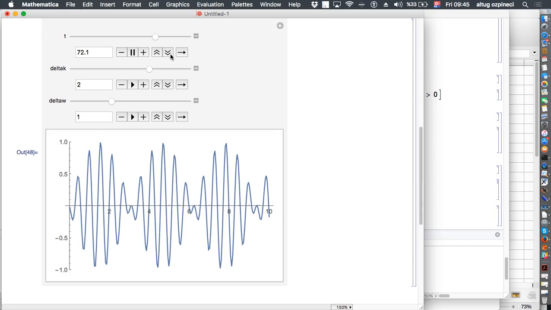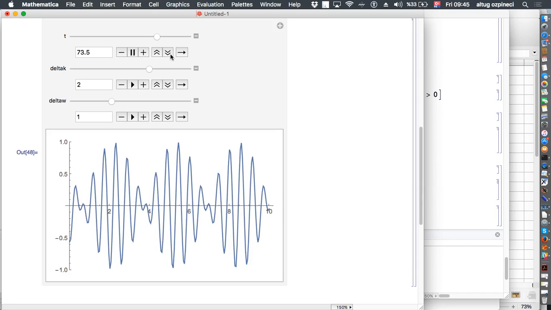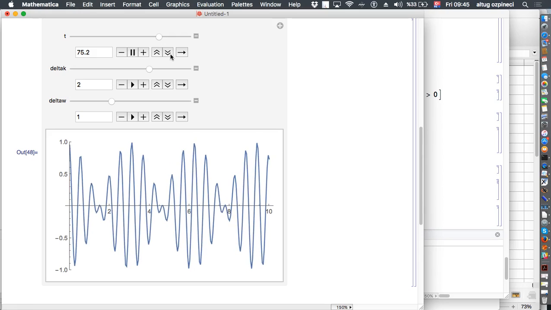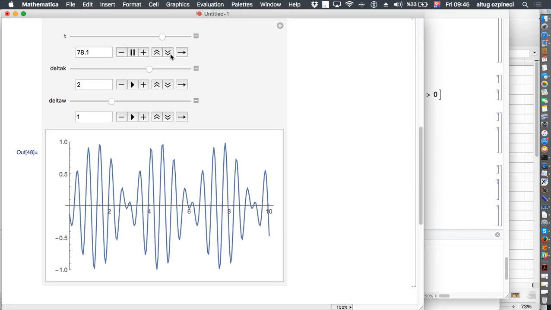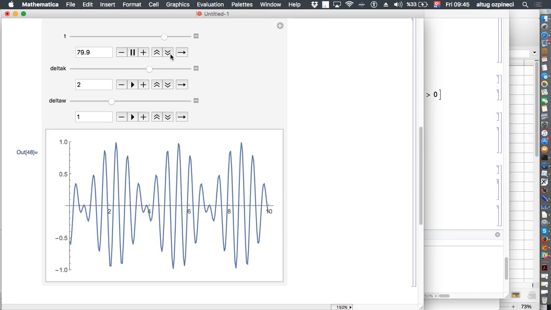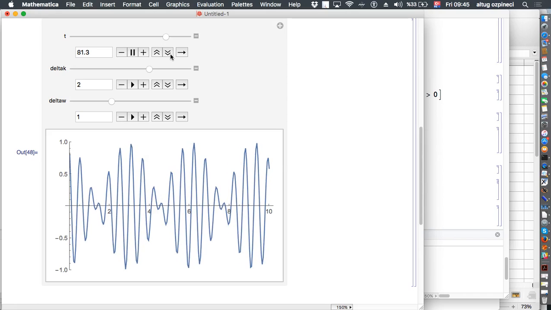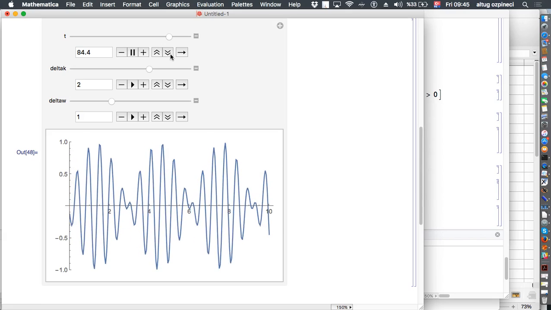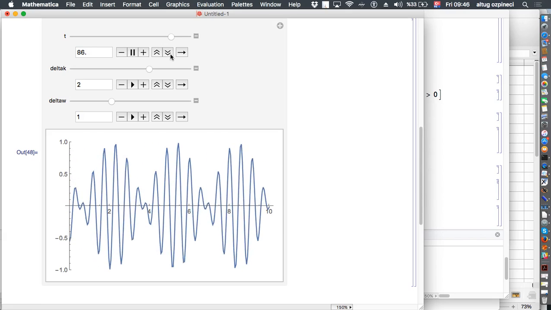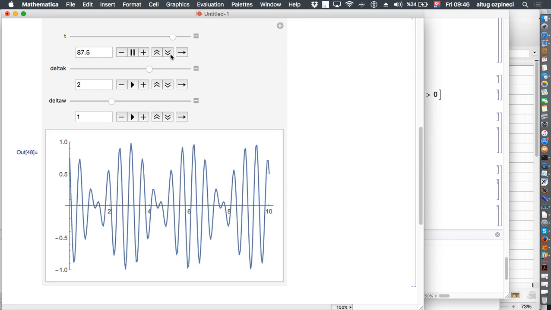Let me slow it down. So you see, here the amplitude is very small over here, and it is moving. Or look at this part. You can just treat it as a lump of energy. So the wave carries energy. So here we have a lump of energy which is moving slowly.